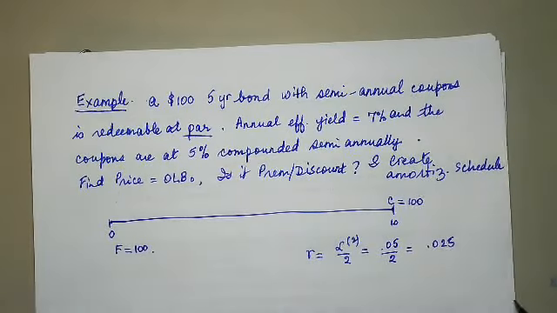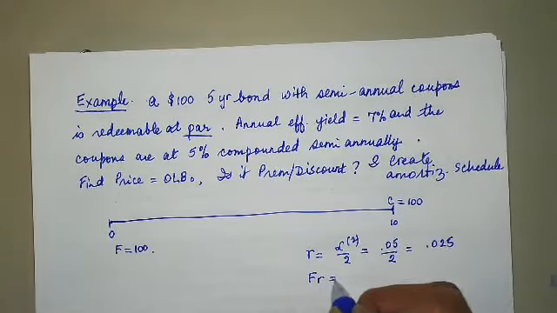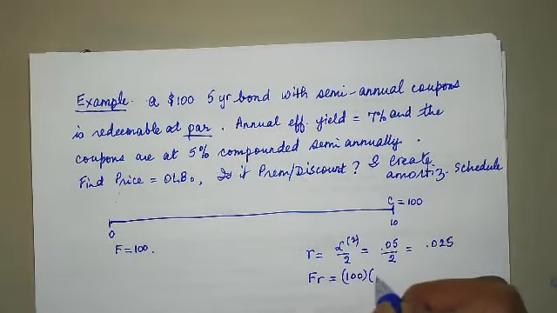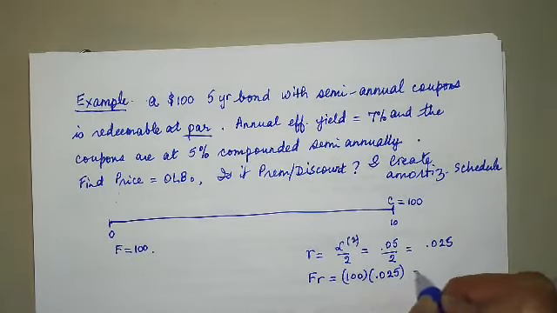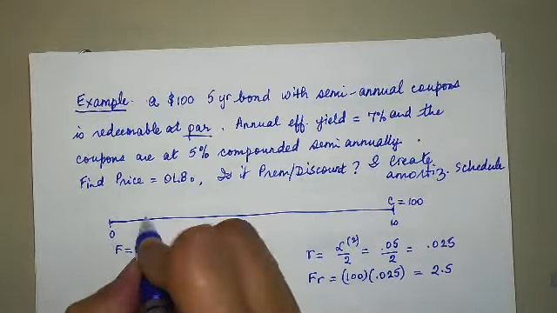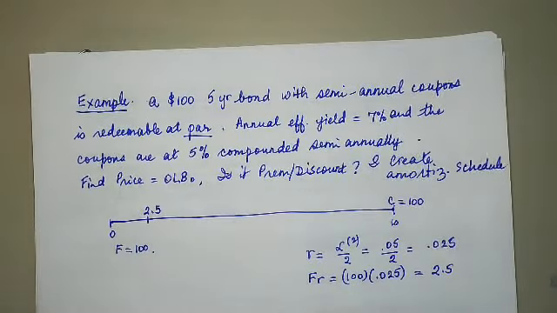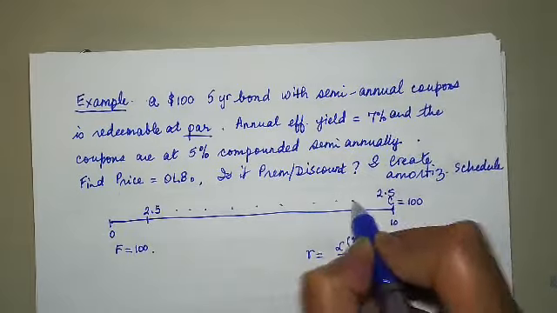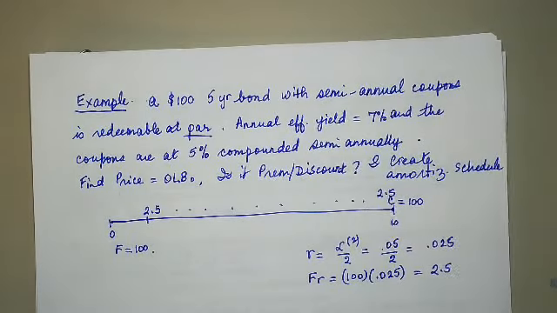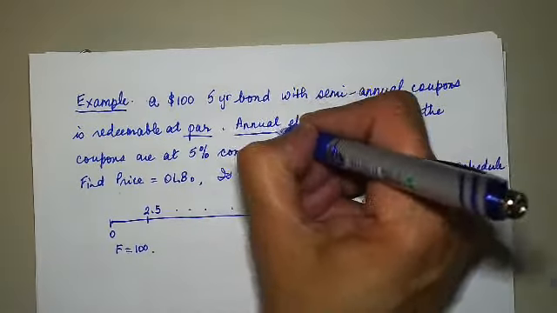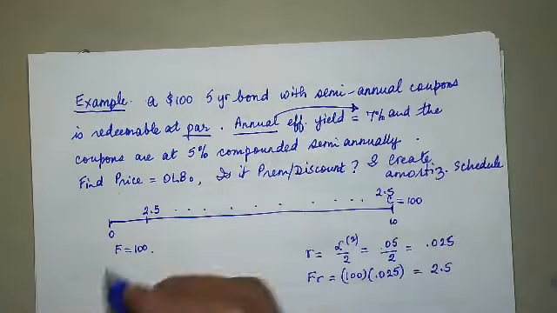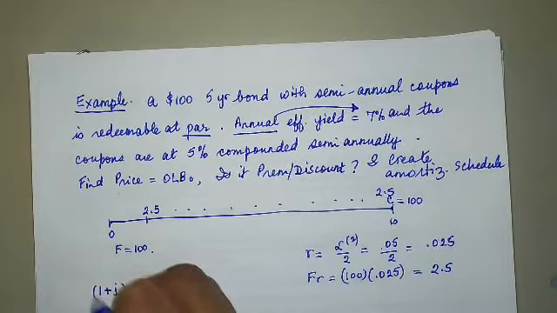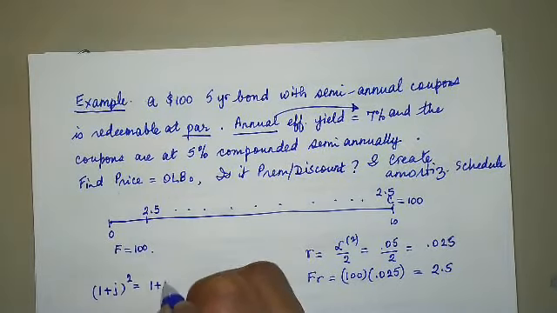I need to find FR. So first thing is R. So alpha 2 over 2 is equal to, coupons are at 5%, so 0.05 divided by 2, which is 0.025. That's R. F is equal to 100, so FR is equal to 100 times 0.025, which is 2.5. So the coupon is 2.5 throughout.